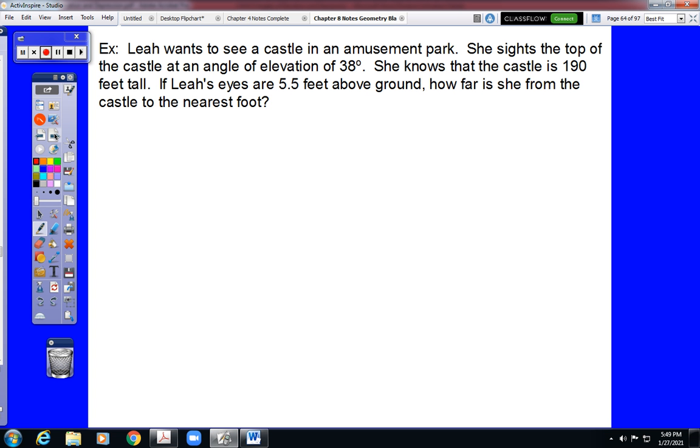The example reads, and this is always a key, we always read the problem first. Leah wants to see a castle in an amusement park. She sights the top of the castle at an angle of elevation of 38 degrees.